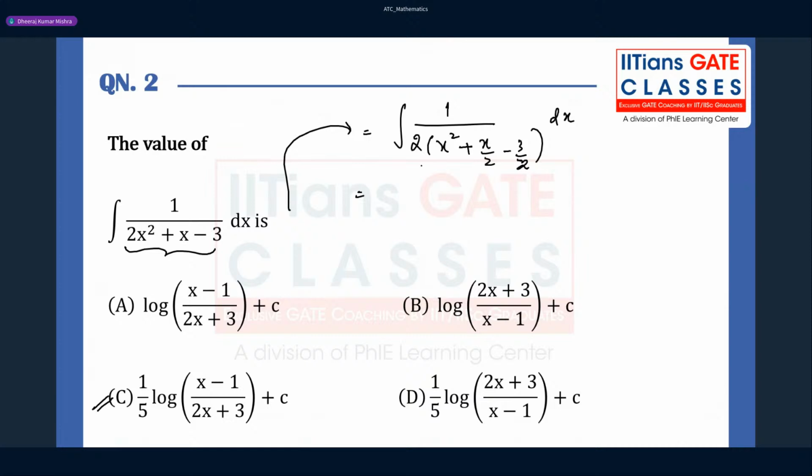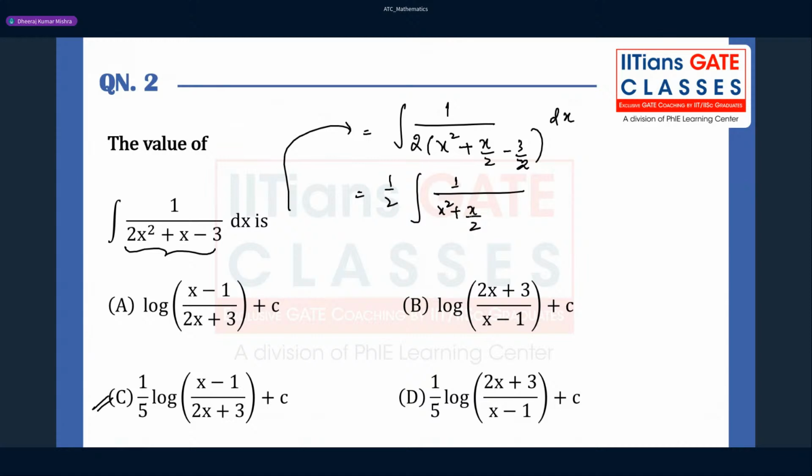Then the next step you can do here is take 1 by 2 out from the integral. This is nothing but you can write this as a square plus 2ab kind of thing. So this is x square, that is a square, and x by 2 is nothing but 2ab. So you can find the value of b here, right?